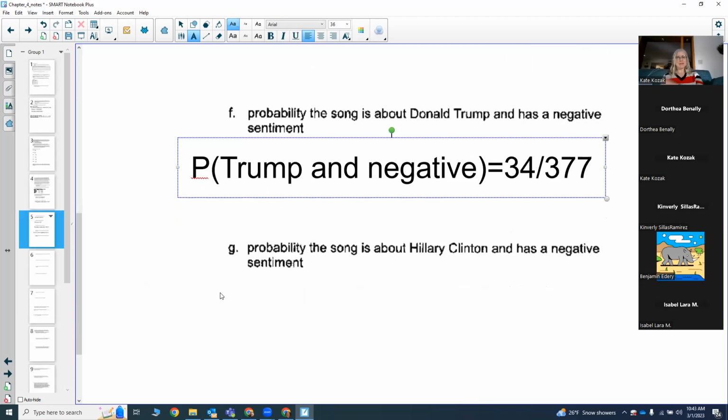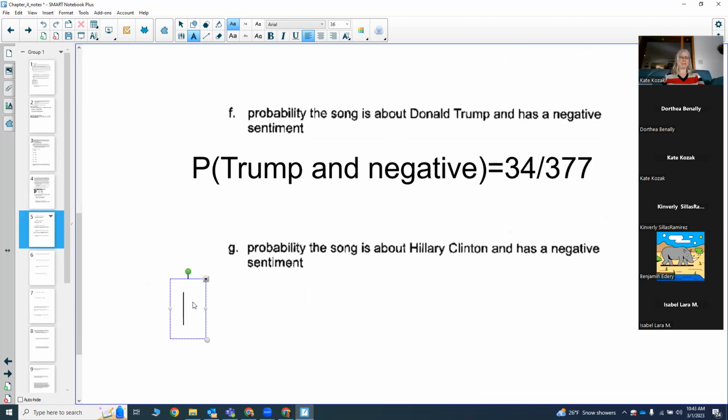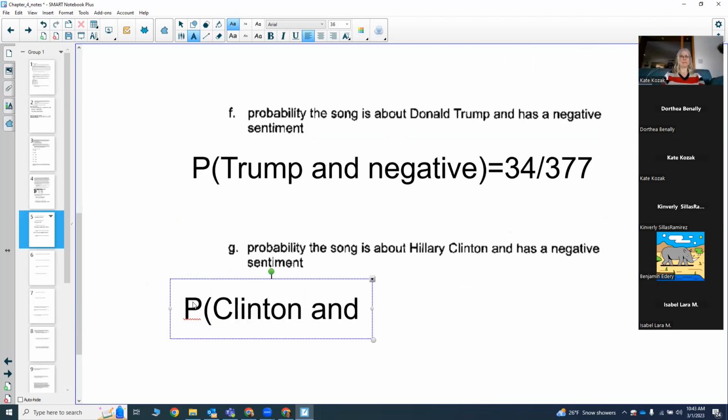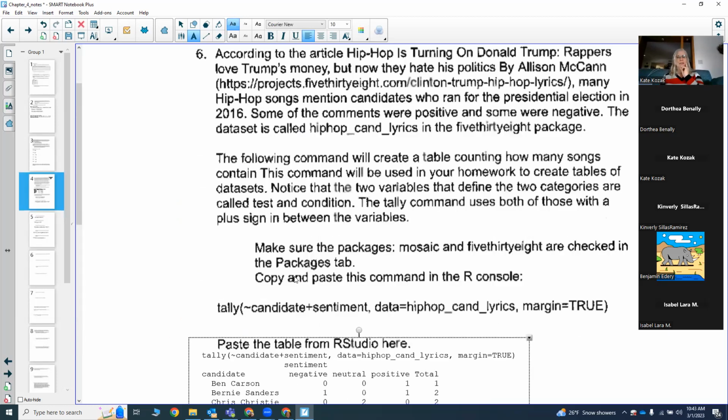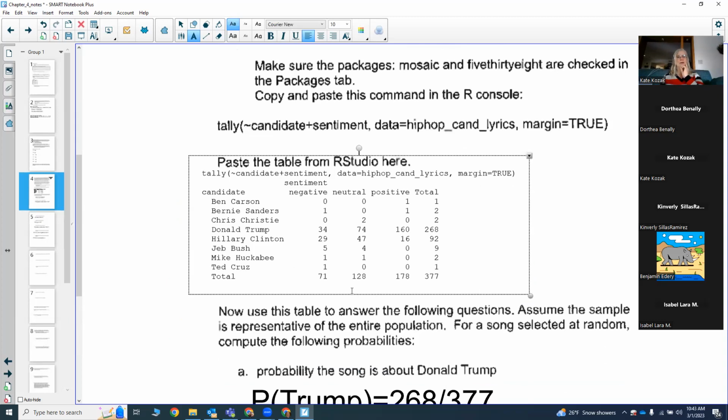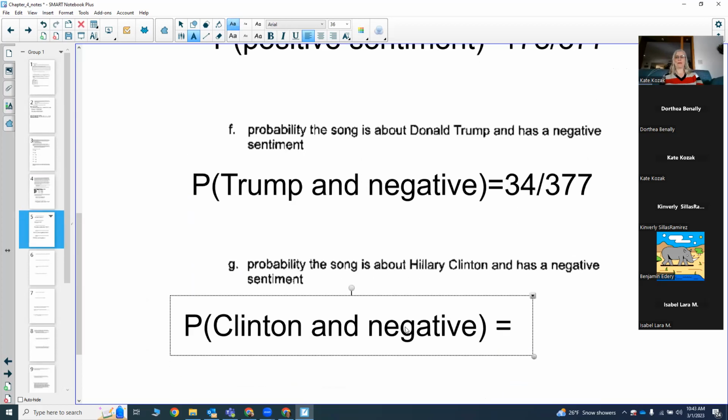All right. Now let's look at the probability the song is about Hillary Clinton and has a negative sentiment. Going back to my chart, you're going to see this chart is very, very helpful here. So Hillary Clinton and negative. There's 29 out of 377.